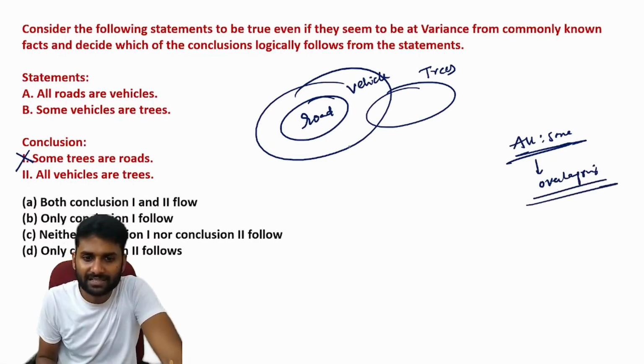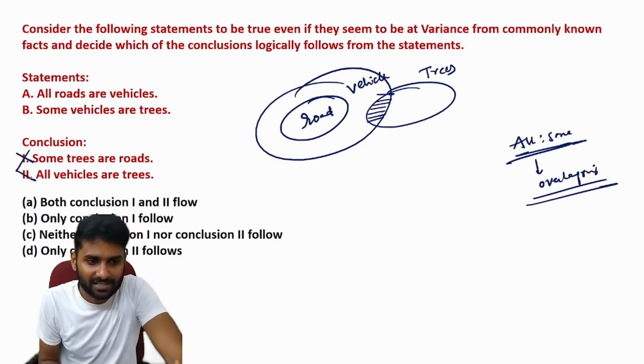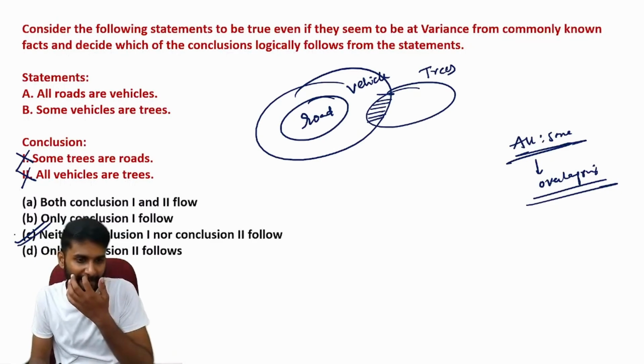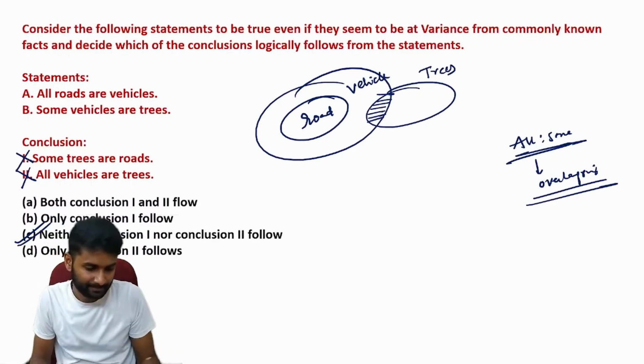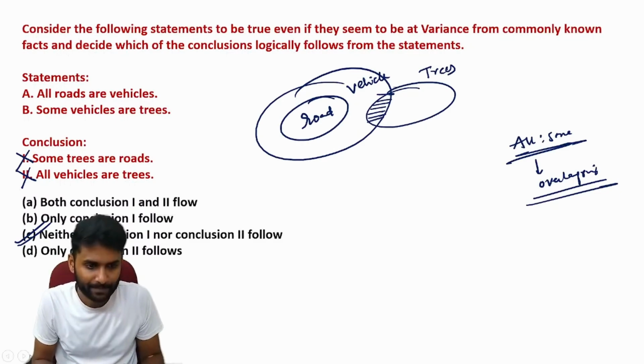All vehicles are trees, guys. All vehicles are trees, so you can see the "some" relation. Some trees are vehicles, some vehicles are trees, but "all vehicles are trees" is an invalid conclusion. So your answer is neither. See, "some" is all about minimum overlapping, "all" is all about entire overlapping.